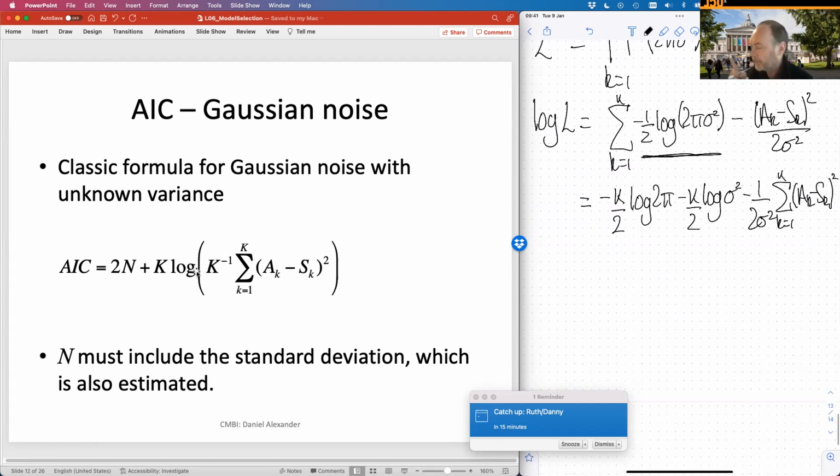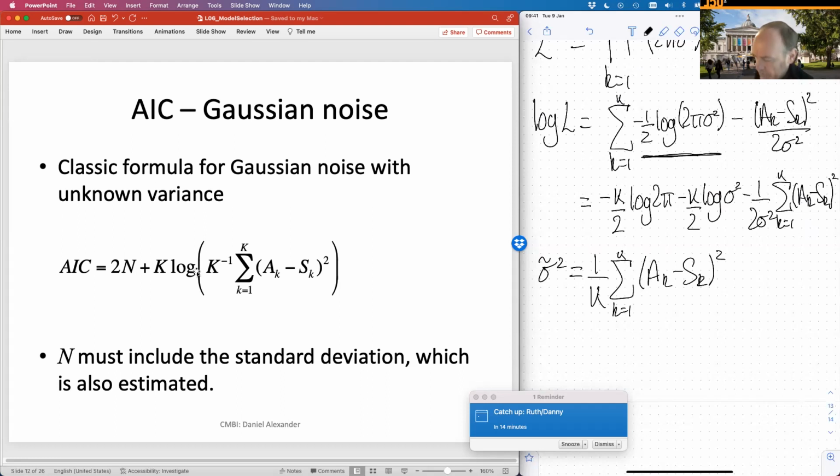Now, one crucial step in this derivation is that we use a particular estimator of the noise variance. The particular estimator that's used is this one: 1 over k times the sum of square differences. So we use that as an estimate of the Gaussian noise variance.